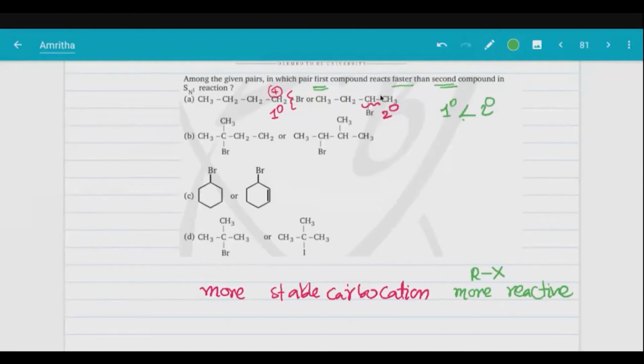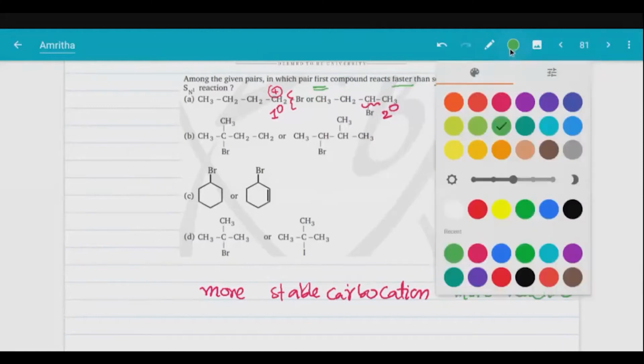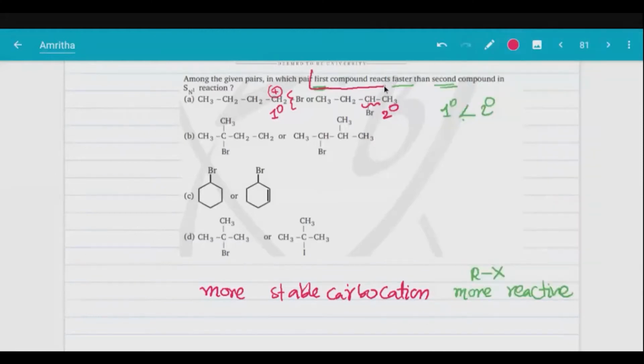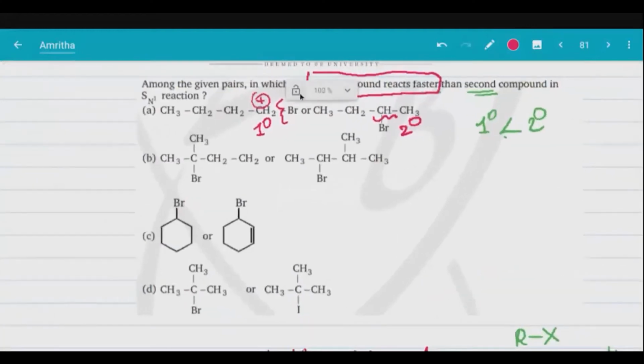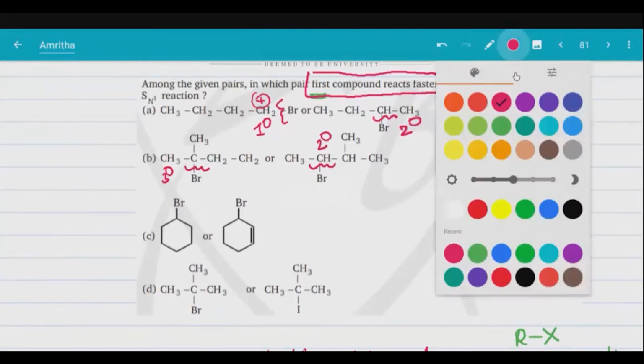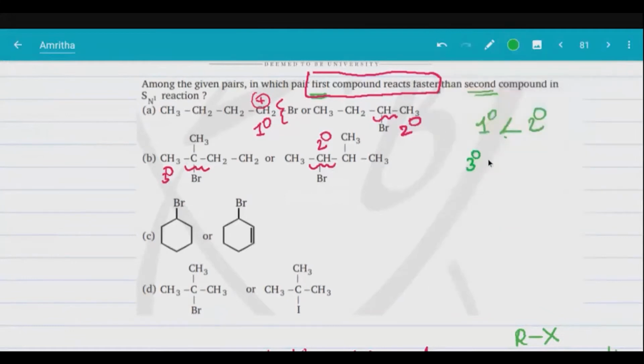But what we have to find is which compound reacts faster. See, first compound reacts faster. Now see, this will give tertiary, but this will give secondary here. So first compound, right? Clearly this tertiary is dominating here. Direct. Here option C. So one single option, fine, B answer.